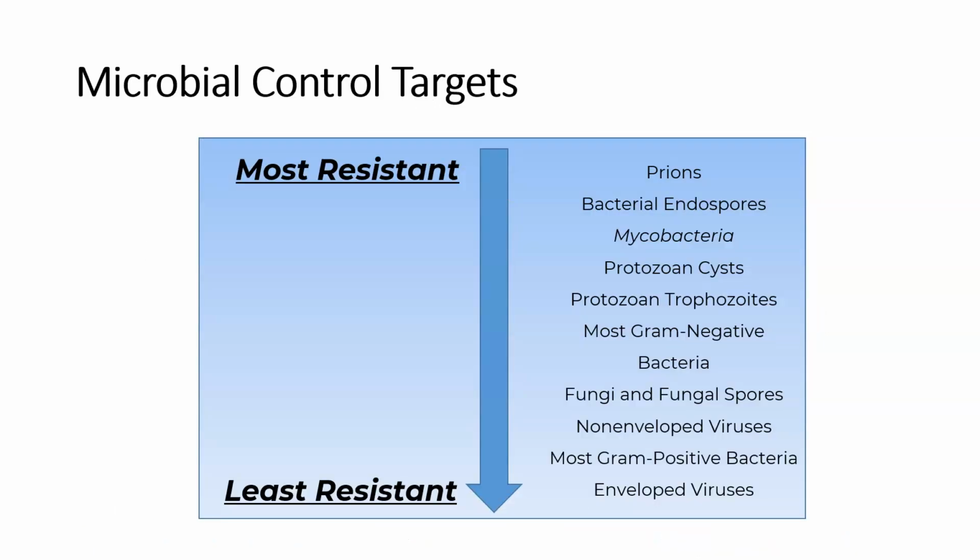Some organisms are easier to eliminate than others. Prions and endospores are the most resistant to microbial control and the most difficult to remove from the environment. On the other end of the spectrum, most gram-positive bacteria and enveloped viruses are relatively easy to eliminate. This has important implications for infection control. Diseases caused by endospore formers, like Clostridium difficile, are incredibly difficult to control. However, those diseases that are caused by enveloped viruses can be easier to control, particularly in the environment.